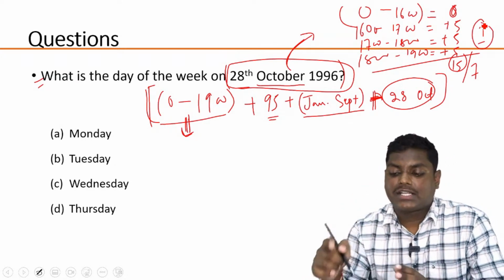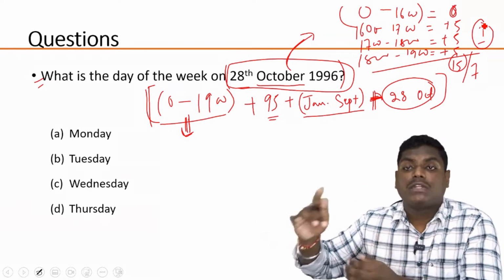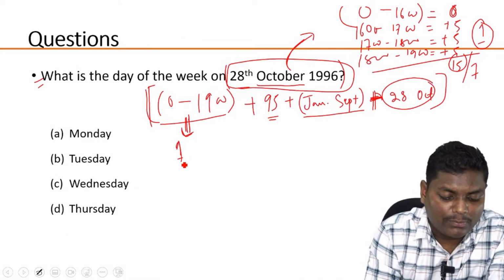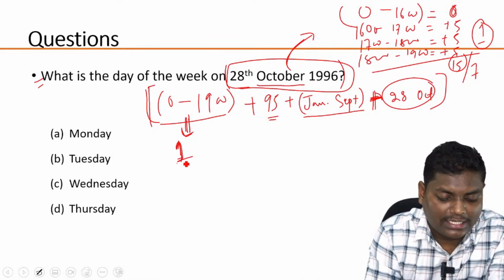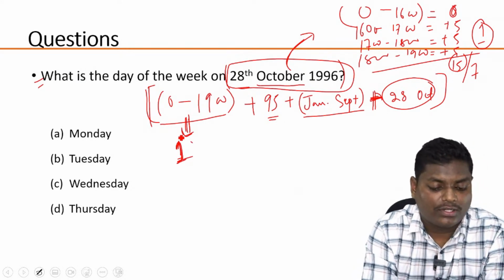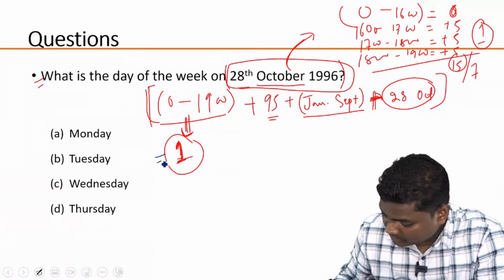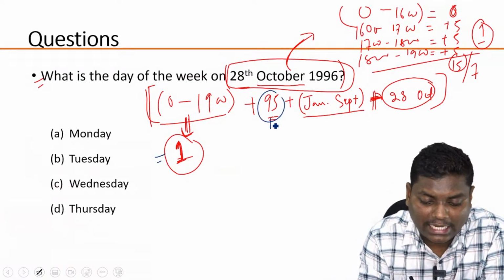So these 15 days can be written as 2 weeks plus 1 day extra. So in 0 to 1900, there will be 1 odd day. This is important: 1 odd day. I'll just change the color of the ink. Okay, now the next thing, 95 years.